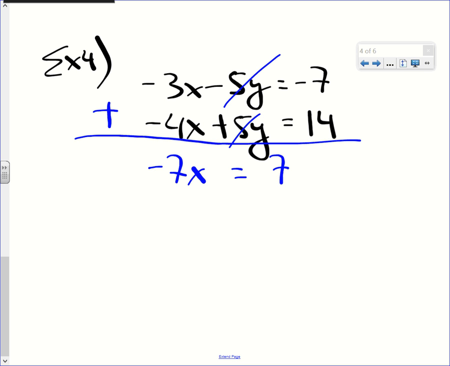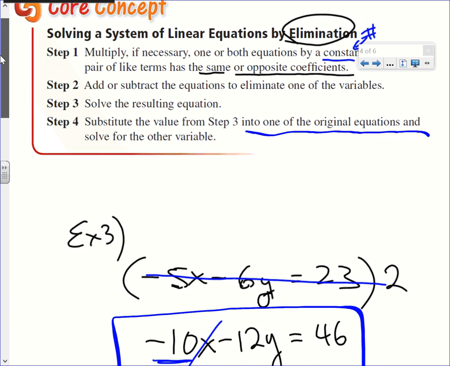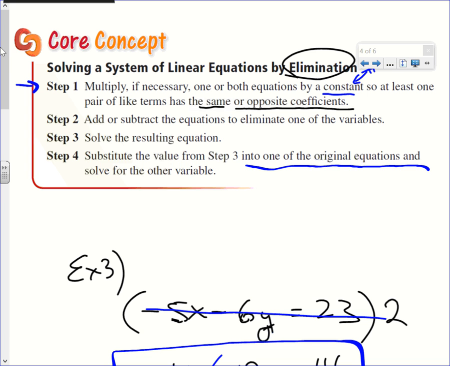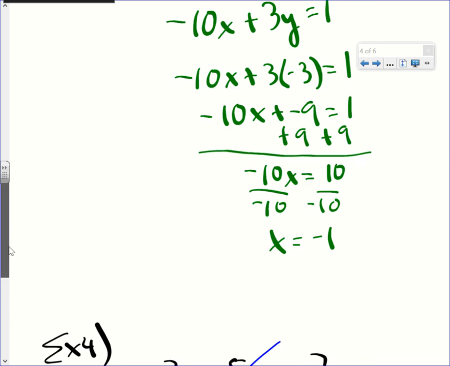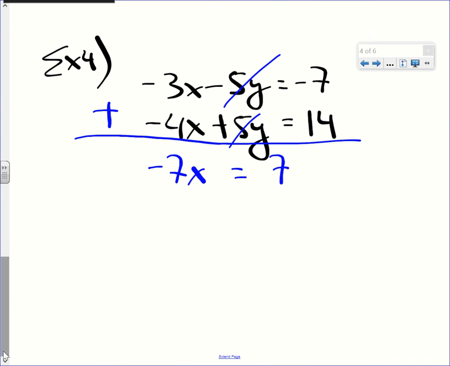So on this example, we skipped step 1. Think about it. We didn't have to do step 1. That's why it says if necessary. It wasn't necessary to multiply anything by anything. We could eliminate the y variable by adding the equations. Let's divide by negative 7. X is negative 1. That was step 3.